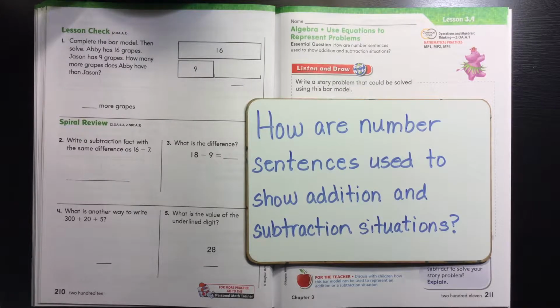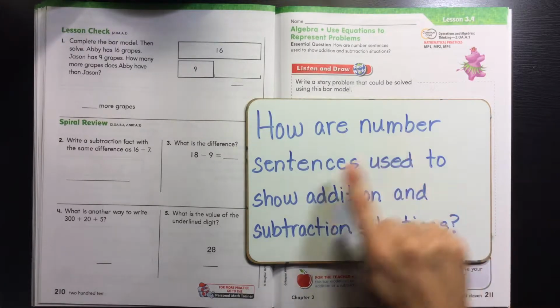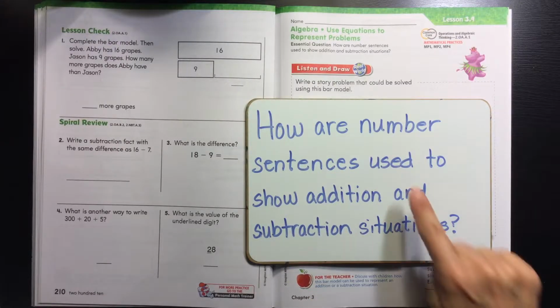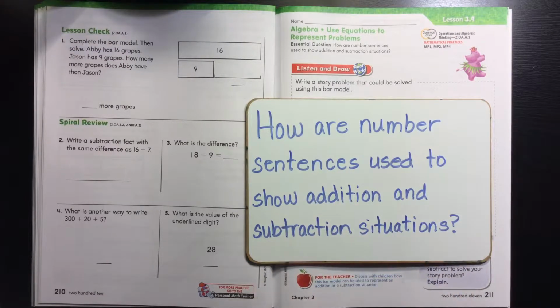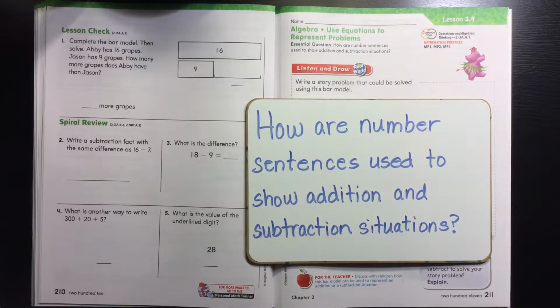In this lesson, lesson 3.9, our essential question is, repeat after me, how are number sentences used to show addition and subtraction situations? So what this means is, how are addition or subtraction number sentences used to show addition and subtraction word problems?